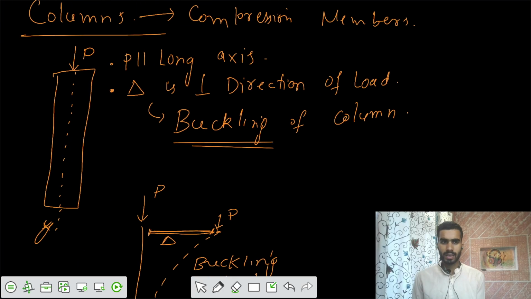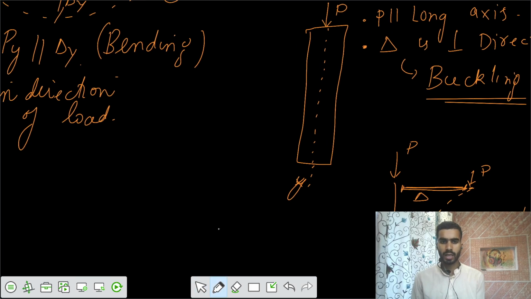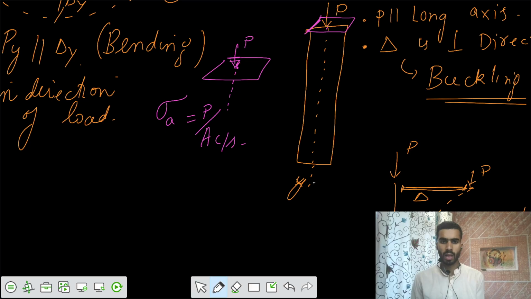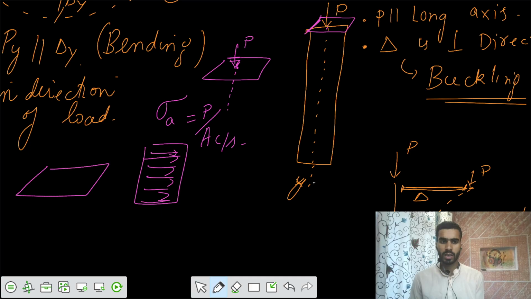Now if the load is purely along the axial line, so there might be some cross section. If the load is purely along the axis, the stresses developed would be only axial. That would be P by A, the cross section. The stresses would be compressive along the entire cross section, and that would be P by A. So each fiber would have a stress of P by A.